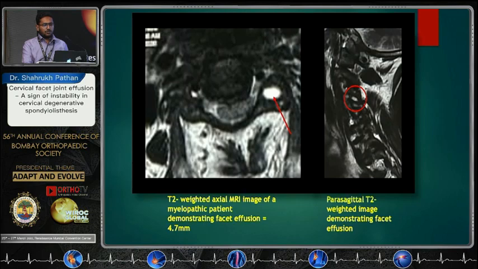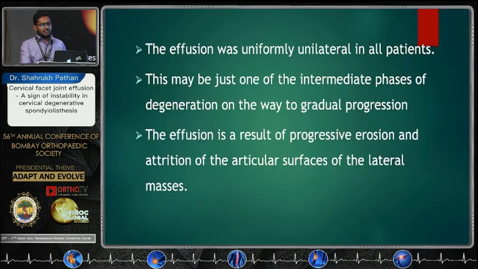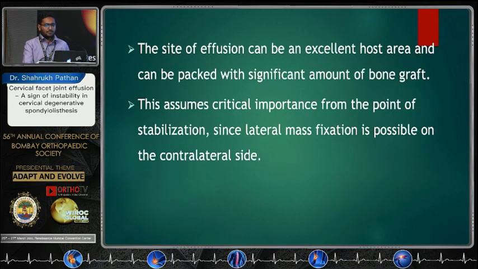This is the same patient showing the wide effusion on T2 axial images, which prompted us to do the dynamic MRI and dynamic X-ray. In our study, the effusion was uniformly unilateral in all patients. This may be just one of the intermediate phases of progressive degeneration, with gradual progression to bilateral effusion, and this effusion is a result of progressive attrition and erosion of the lateral masses.